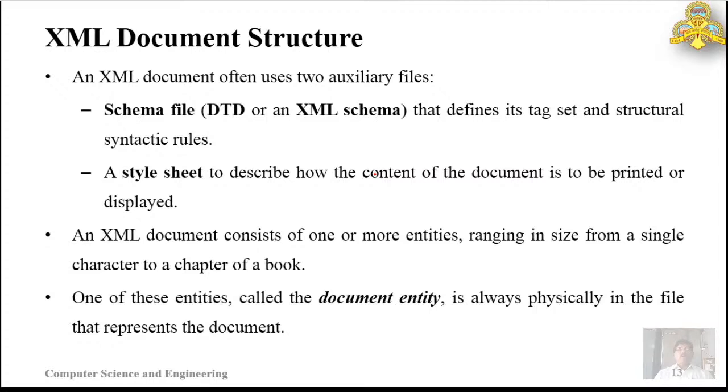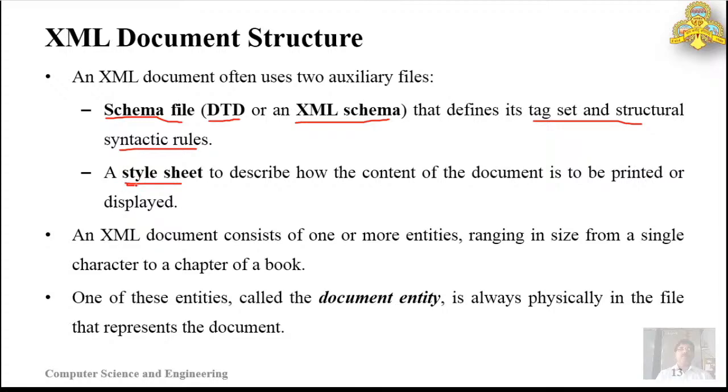An XML document can utilize two auxiliary files. One is the schema file, for example a DTD or an XML schema, which defines the tag set and structural syntactic rules. Another one is the style sheet. The style sheet is usually an optional part, and it provides some information on how the document is to be printed or displayed.